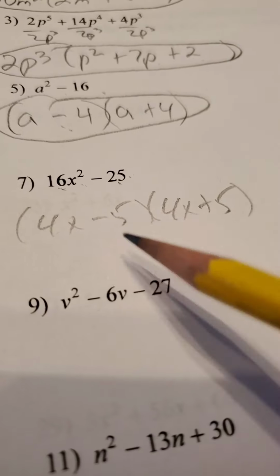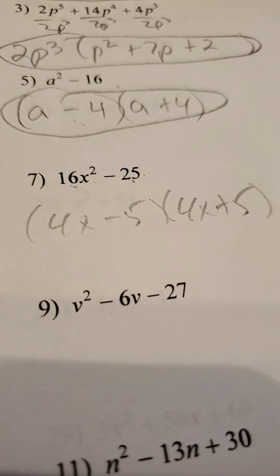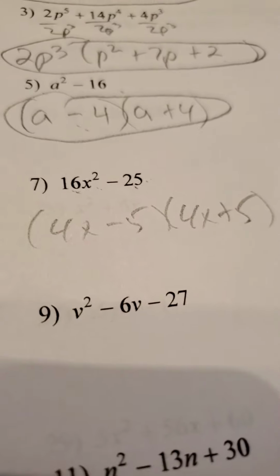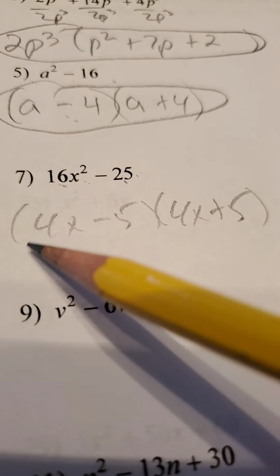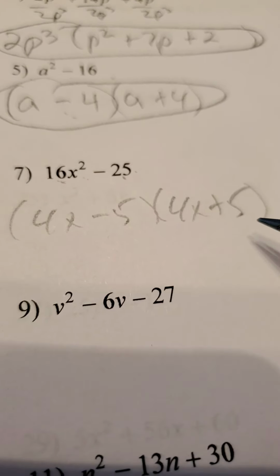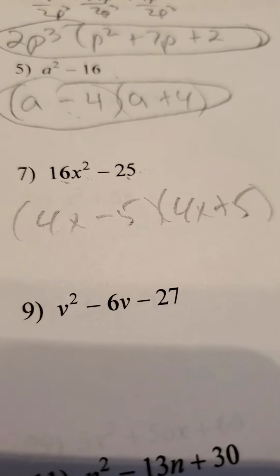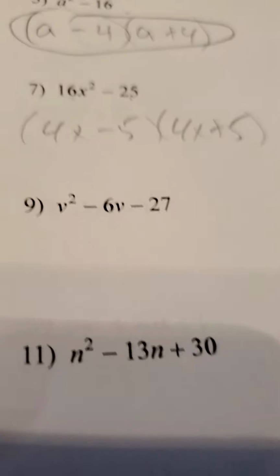It does not matter which one you put first. As I said in class before break, I always put the minus first, but it does not matter. So this factors into 4x minus 5, 4x plus 5, and neither one of those factor again because they're not perfect squares, and there's no GCF.